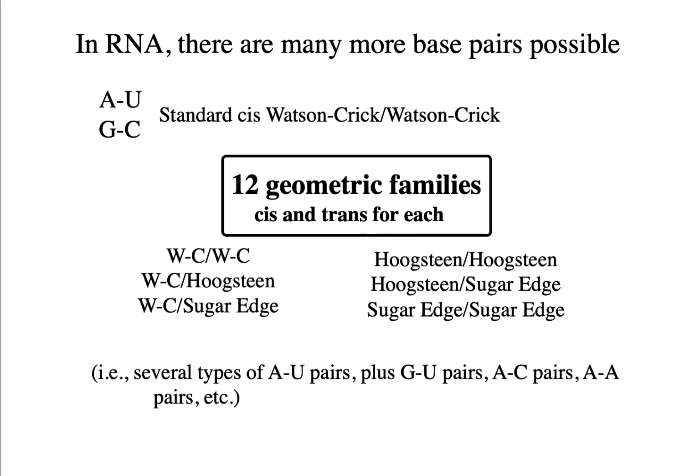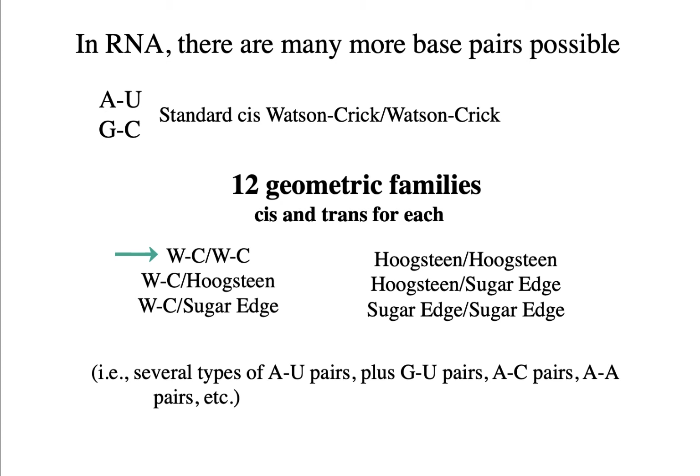So there are actually 12 geometric families then, 6 ways of connecting: a Watson-Crick to a Watson-Crick edge, Watson-Crick to a Hoogsteen edge, Watson-Crick to a sugar edge, Hoogsteen to Hoogsteen, Hoogsteen to sugar, and sugar to sugar, and each in the cis or trans conformations according to which side the sugar group is attached. The rest of the chain is attached.